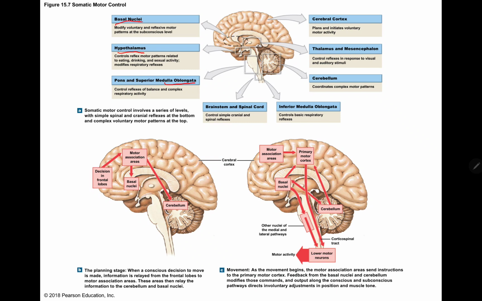Your brainstem and spinal cord are going to simply control cranial and spinal reflexes. The inferior portion of your medulla oblongata is going to control basic respiratory reflexes. Your cerebellum is going to be your small brain, or your little brain. It's going to coordinate complex motor patterns unconsciously, right? Your thalamus and your mesencephalon are going to control reflexes in response to visual and auditory stimuli. And your cerebral cortex is going to plan and initiate voluntary motor activity, okay? And that was this chapter, okay?